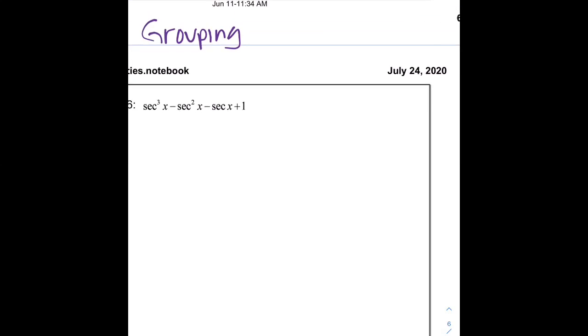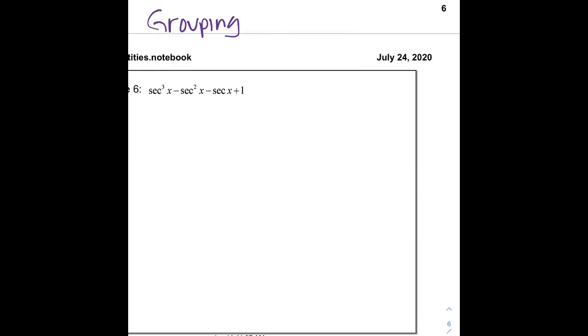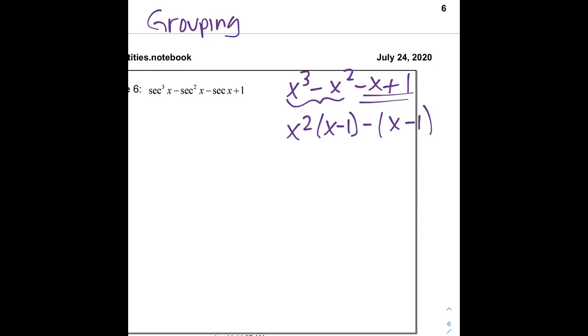Well, let's remind ourselves how this works with regular algebra. If I gave you x cubed minus x squared minus x plus 1, I would look at the first 2 terms and factor out a GCF. Then I would look at the back 2 terms and I need it to match that parenthesis, so I'm going to factor out a negative 1. And then now you have 2 terms where both of them share an x minus 1, and when you pull out what's left, you're left with an x squared minus 1.